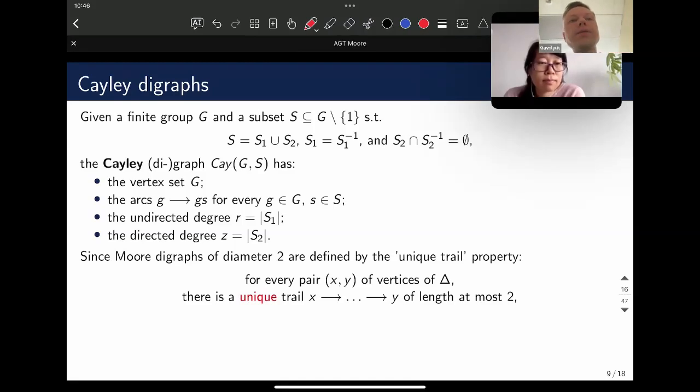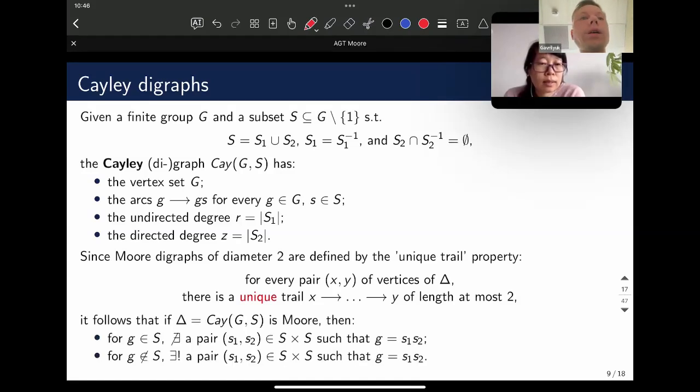And since Moore digraphs of diameter 2 can be defined by the unique trail property, we can now reformulate this property in terms of connecting sets. So if we additionally assume that the Cayley digraph is a Moore digraph, then we have these constraints for the connecting set. For every element g of the connecting set, there are no pairs s1, s2 such that g equals the product of these two elements.